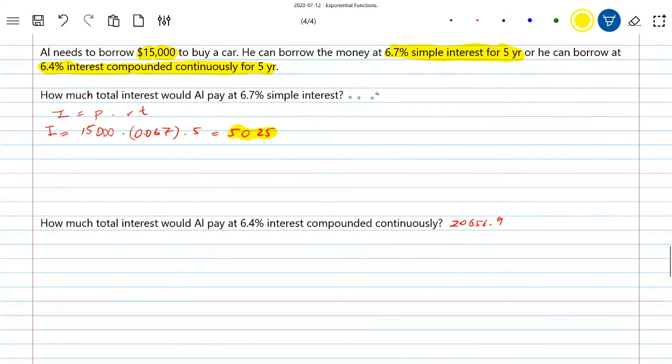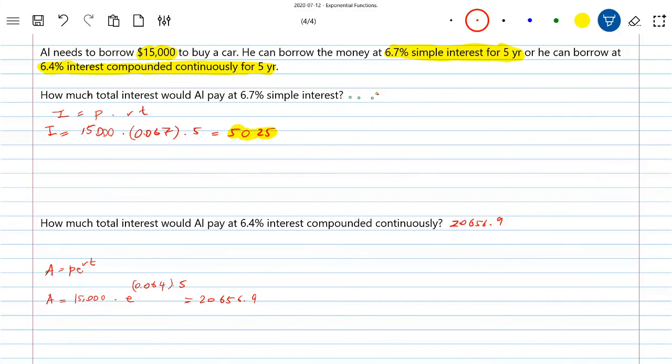How about if you consider the other case? If it was 6.4% interest compounded continuously. Continuously was A equals P e to the power RT. So what is A? A equals 15,000 times e to the power 0.064, 6.4% interest, times T, 5 years. If you multiply this out, what you get at the end is $20,656.9.